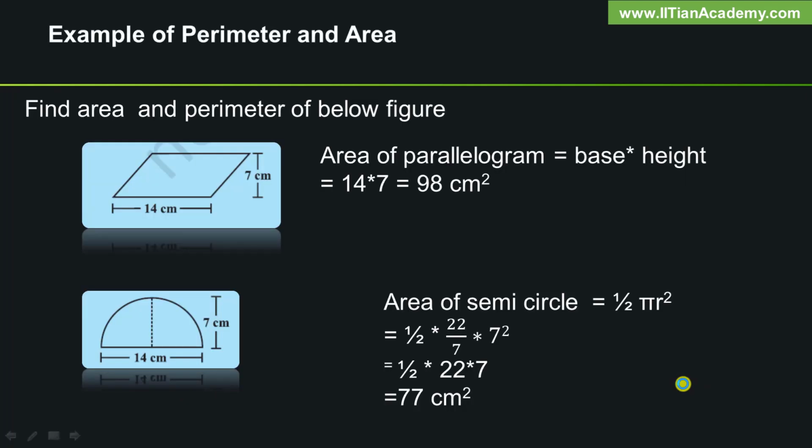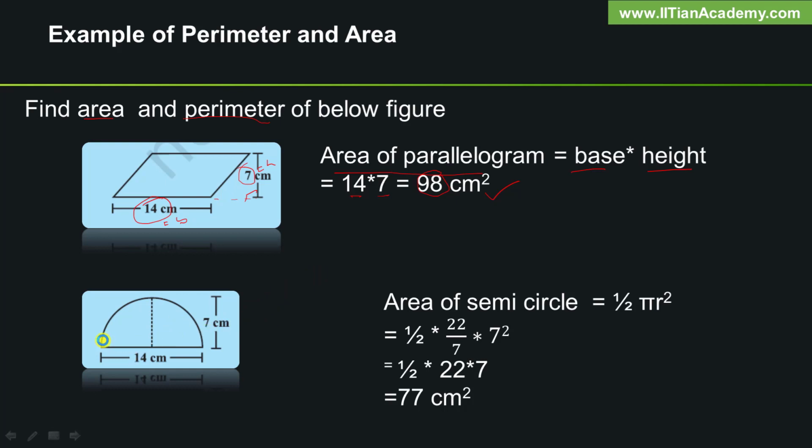Let us see some examples of finding the area of common figures. First example is of a parallelogram. Here you can see the base is 14 centimeter and the height of the parallelogram is 7 centimeters. Hence, as we have seen in the last slide, area of a parallelogram is base into height. Hence, area is 14 into 7 equals 98 centimeter square.